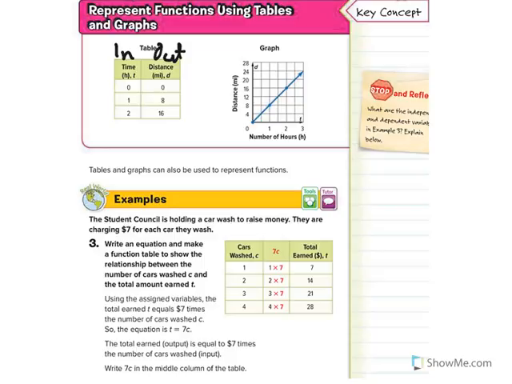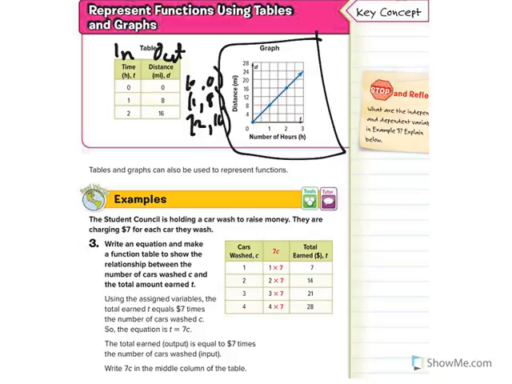So each of these basically creates an ordered pair. T is going to be your x value, and D is going to be your y value. So remember, the independent variable is always your x, and your dependent variable, the thing that changes from the other, is always going to be your y. So then you can take these, make them into ordered pairs: (0, 0), (1, 8), (2, 16). And then you can plot those points like they did here on the graph.